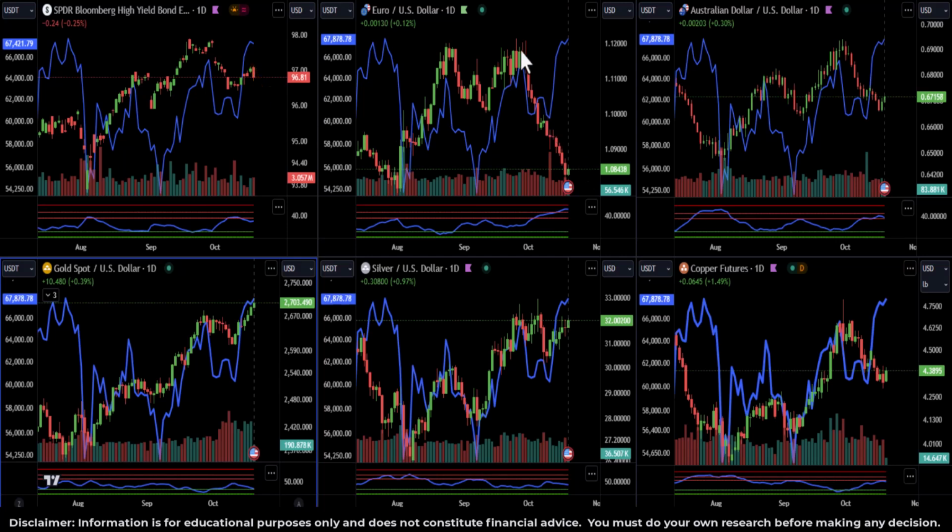And you can see that the euro dollar has been cratering. Typically, the euro dollar moves in directional alignment with not only Bitcoin, but also the major markets. But again, we've seen this real big divergence occurring. And I think it's really to do with the yield curves uninverting.